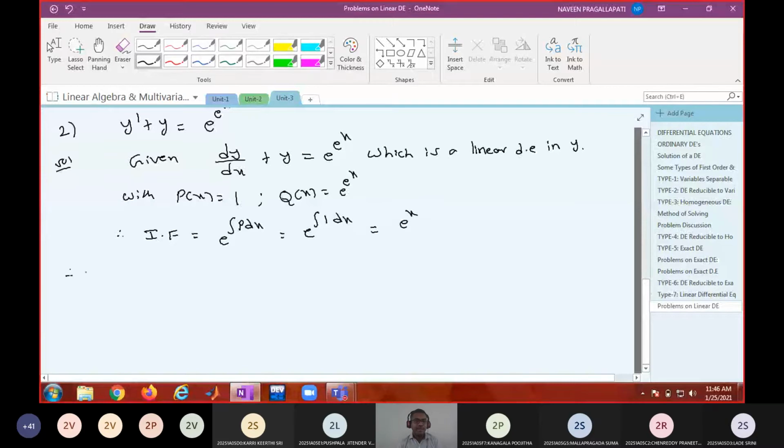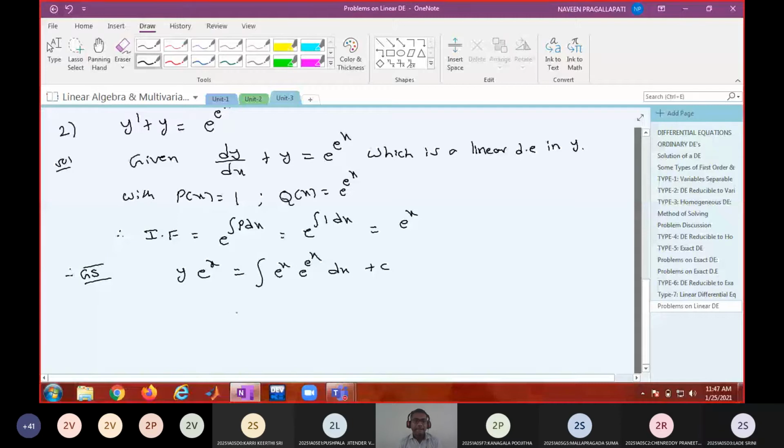Therefore, what is general solution? Y into integrating factor. What is integrating factor here? E power x equal to integral of, you write the formula in your notes, then you substitute. Here I am not writing the formula. Okay, all of you write down the formula first and then substitute the functions. So y into integrating factor is equal to integral of integrating factor into q of x. What is q of x here? E power x plus c.